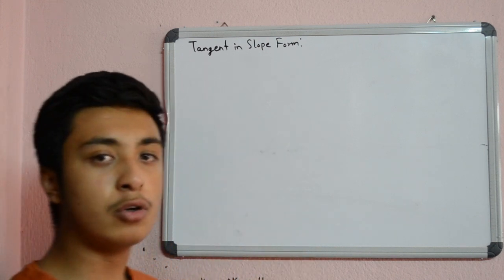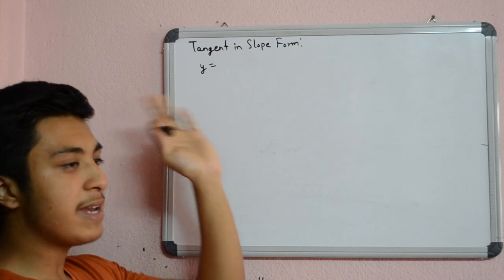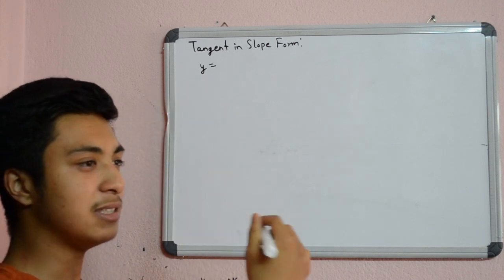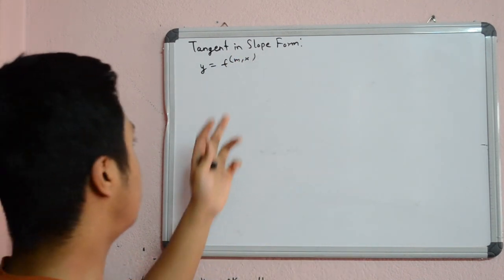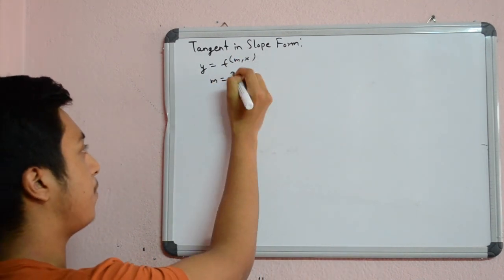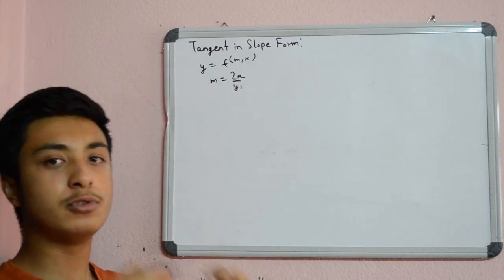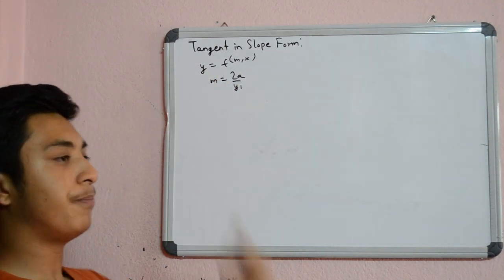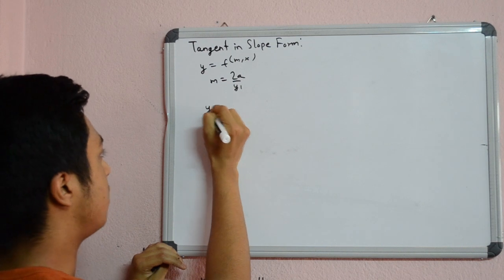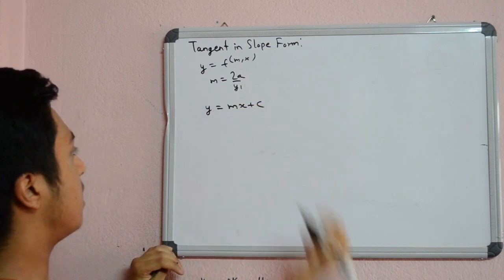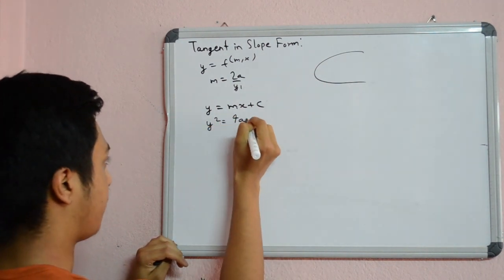The tangent in slope form means that we want to express the equation of the tangent as y is equal to some form of m and x as well. So a function of m and x. And this is different from m equals 2a by y1, because instead of substituting the value of m, we have to just use m in the equation. So let's see. We can use the general formula for a straight line, which is y equals mx plus c. And we know the equation of the parabola. This is y squared equals 4ax.